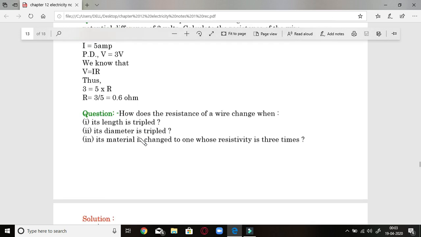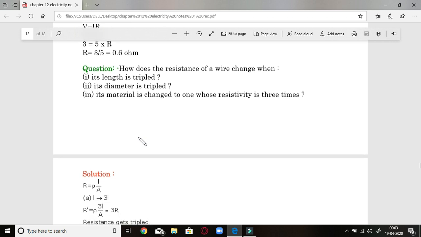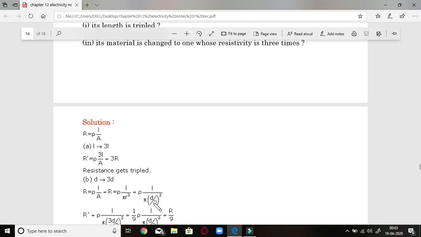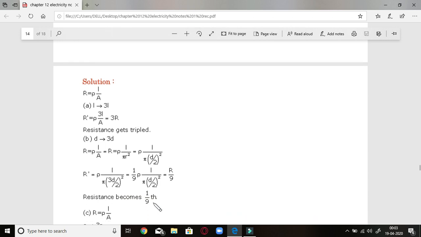Next question: how does the resistance of a wire change when its length is tripled? When the length is tripled, resistance will also get tripled. And if the diameter is tripled, students, it will affect our radius also, which is d by 2. When we square it, we are going to get rho times 1 upon pi times (3d by 2) whole square, that is 9 times.